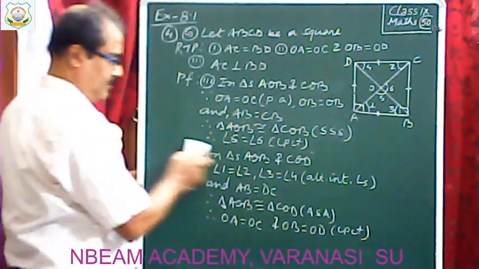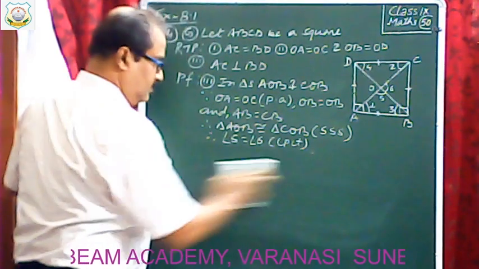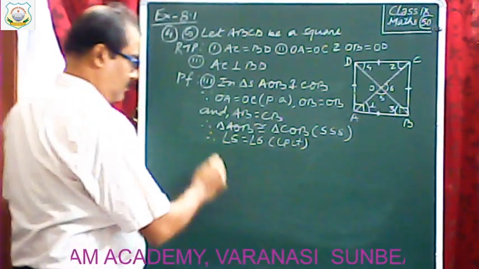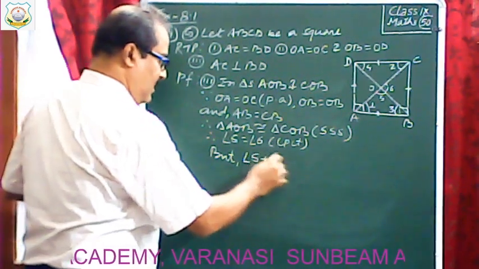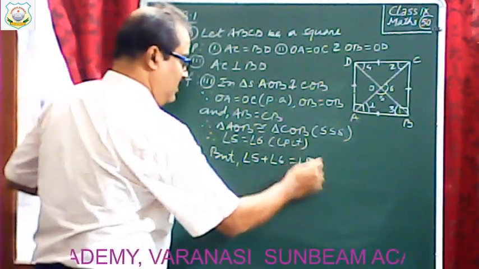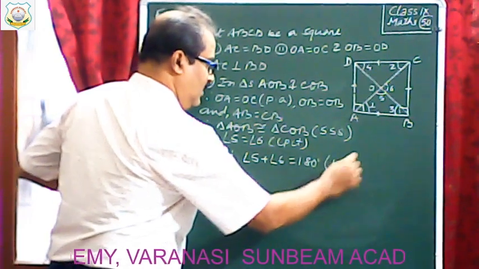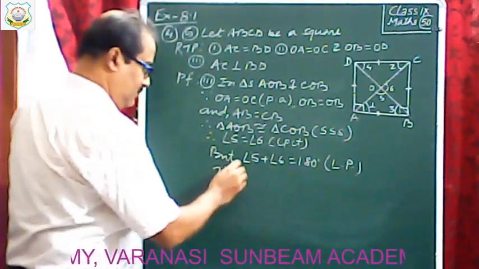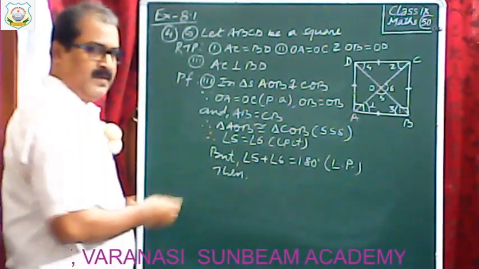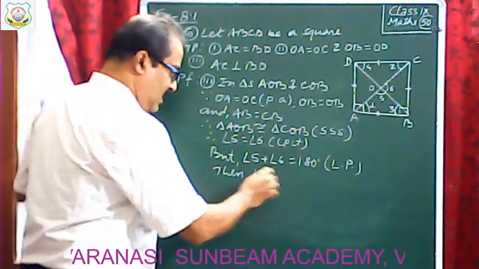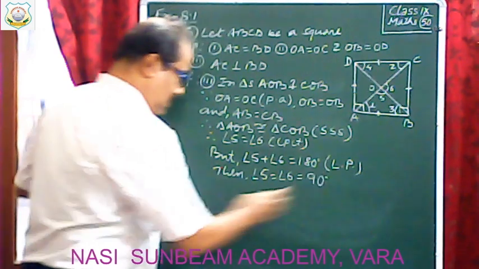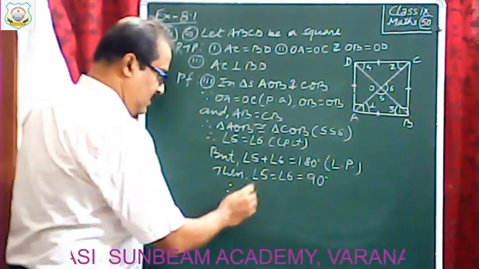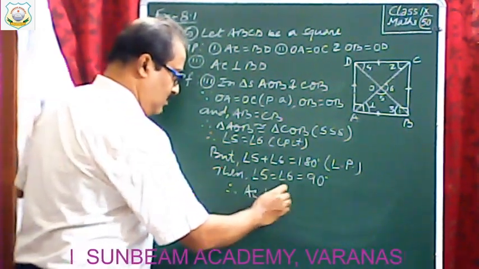Okay. But angle 5 plus angle 6 equal to 180 degree. Why? Linear pair. So then both angles are equal and sum of them is 180 degree. Then each angle 5 equal to angle 6 equal to 90. So therefore we can say AC perpendicular to BD.